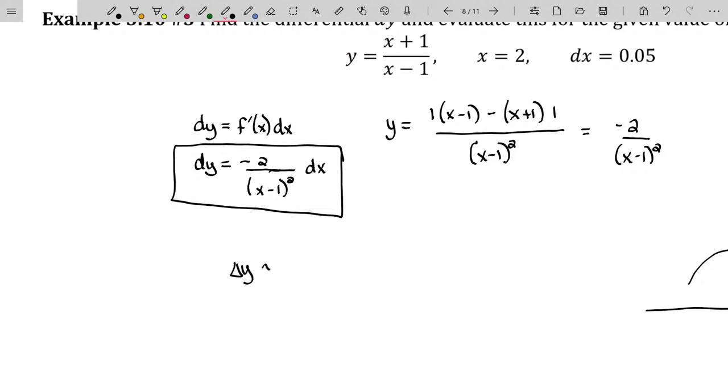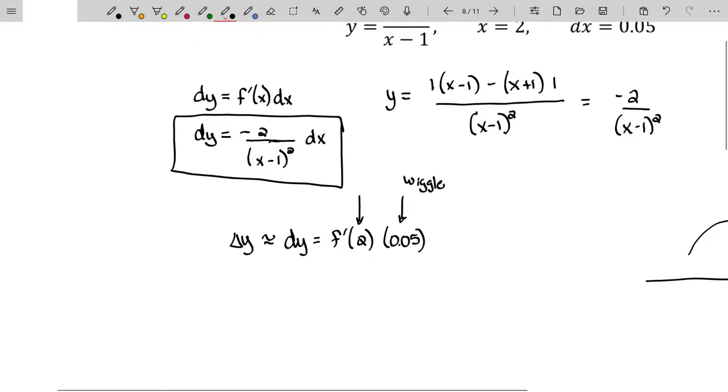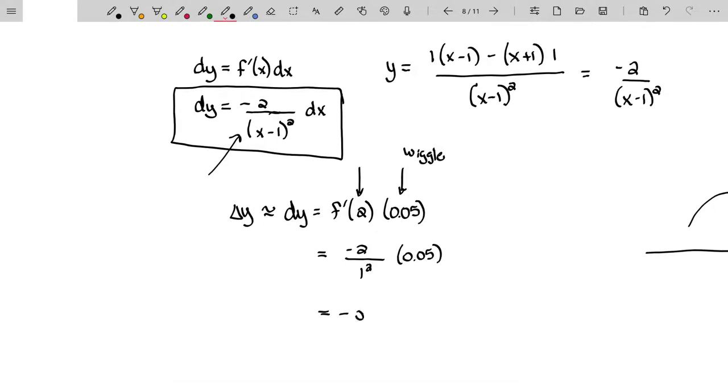So the true change delta y is approximately dy, which is equal to f prime at the x value of 2 times dx, which they gave us as 0.05. That's our wiggle. And this is where we built our tangent line, basically. And the slope of that tangent line at 2, we just computed the derivative right there. So let's go ahead and plug it in. It's going to be negative 2 over, plug in 2, you get 1 squared. And then we have that 0.05 multiplying it. And so this is going to be negative 0.1 when you compute it all out.